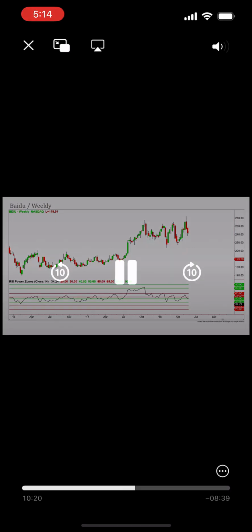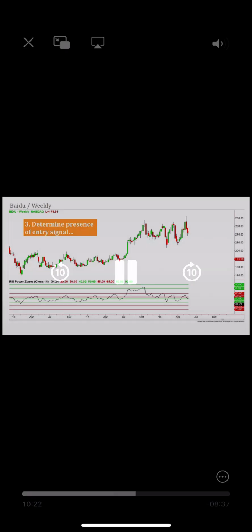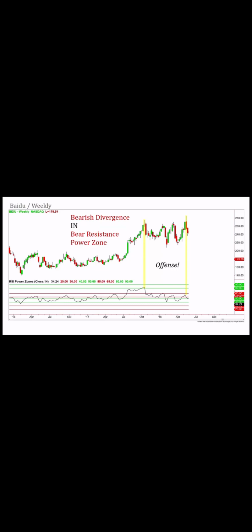And during this time, once there was a price breakout, there was another disconnect between price and momentum. So when we determine the presence of an entry signal, we can see that price made a higher high, but RSI made a lower high. This again is the RSI bearish divergence, and again in the bear resistance power zone. So once again, it is an offensive play, and we can look to sell short.